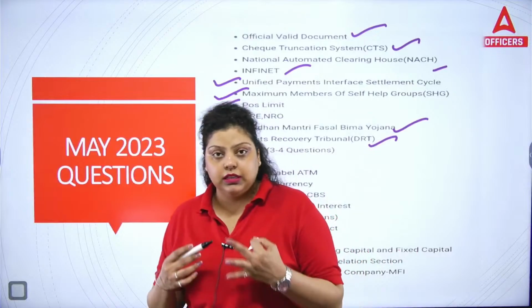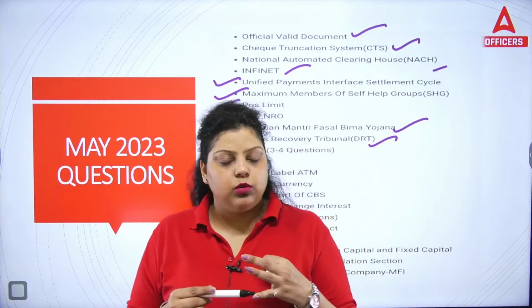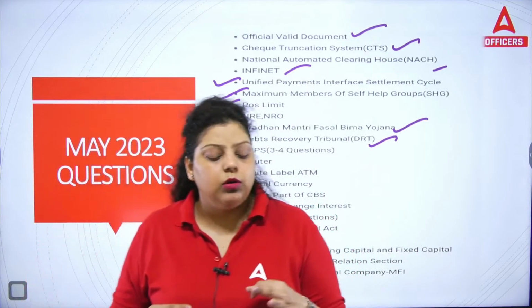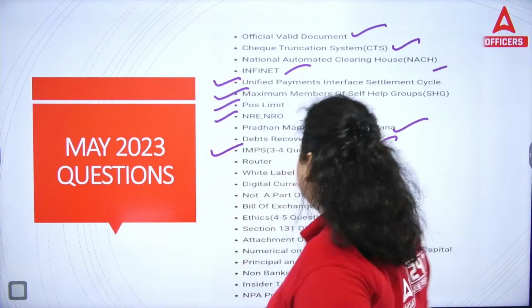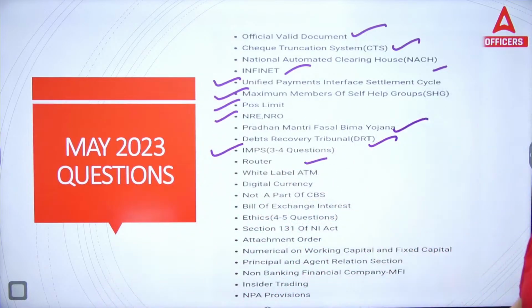It can be done in 3 ways. First, by using IFS code. Second, by using MMID code. Or third, by using Aadhaar. Okay. Now, then router questions were there.